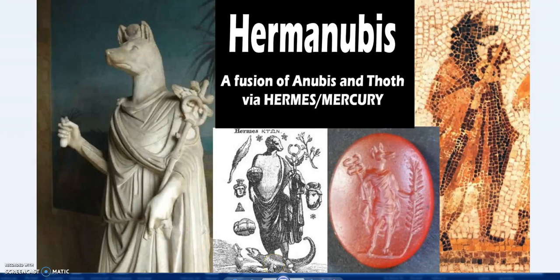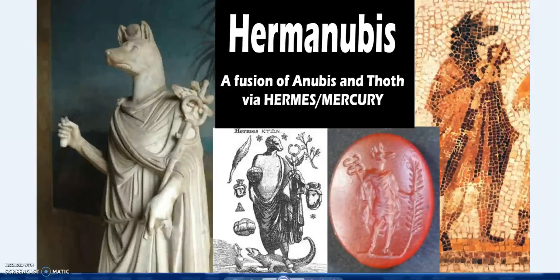It's a fusion of Anubis and Thoth, who are pretty much gods of science. Thoth, god of knowledge. Anubis, he understood the science of embalming. And Thoth was the god of weights and measures. Hermes, Mercury, the god of weights and measures. So that's who they are.